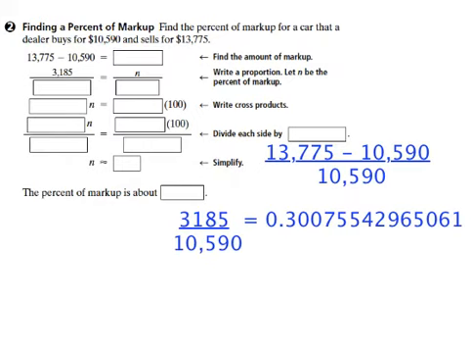$3,185 divided by $10,590 is 0.30075542965061. We then need to change this into the whole percent, so we move our decimal point 2 places to the right. So the percent of markup is about 30%.